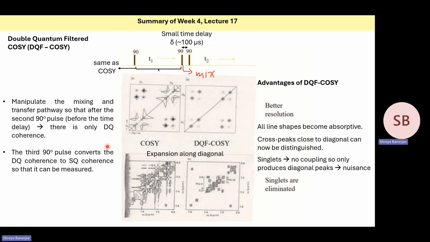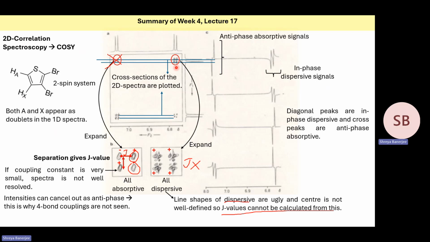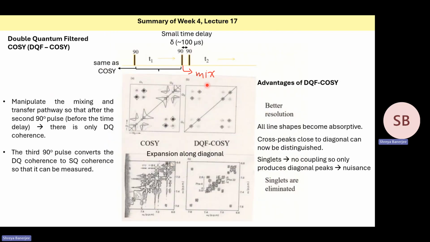So what is the advantage of this DQF COSY? Firstly, the resolution is better. You can see this comparison of COSY and DQF COSY. Along the diagonal, we saw previously that if you expand the diagonal peak, the peaks are not very nice. They are spread out and not well resolved. DQF COSY takes care of that. You can see the diagonal peaks, which are so spread out in COSY, become much better resolved in DQF COSY.